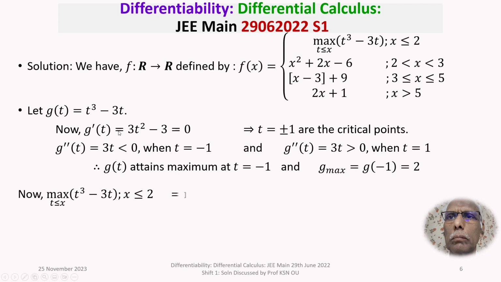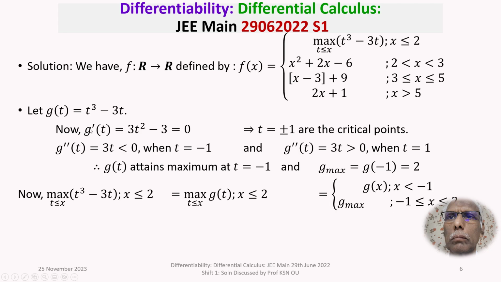Now take this g of t, that is the maximum of g of t for t less than or equal to x. When x is less than or equal to 2, it will be equal to g of x, the same function, up to minus 1, that is x less than minus 1. At minus 1, it attains its maximum, that is g max, and we say that in this interval minus 1 less than or equal to x less than or equal to 2, the g max will be there, because this is the maximum over t less than or equal to x as x is moving in this. So in this interval, how is this g max?